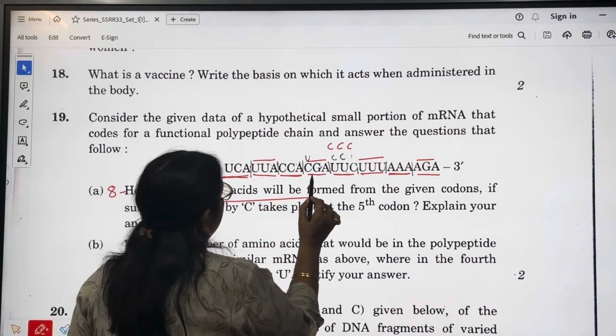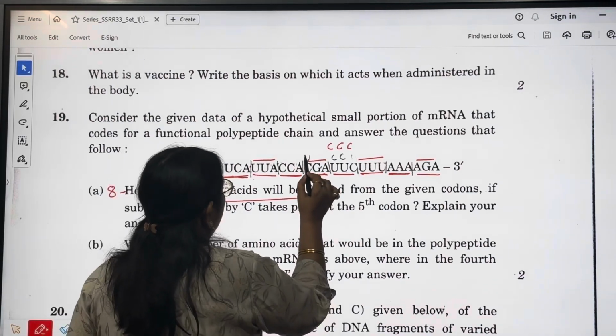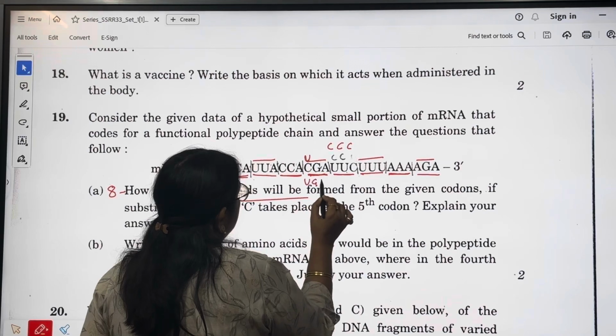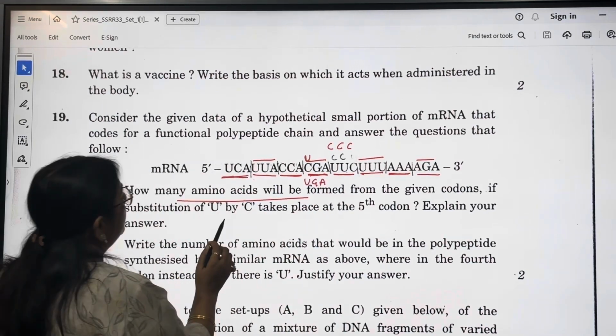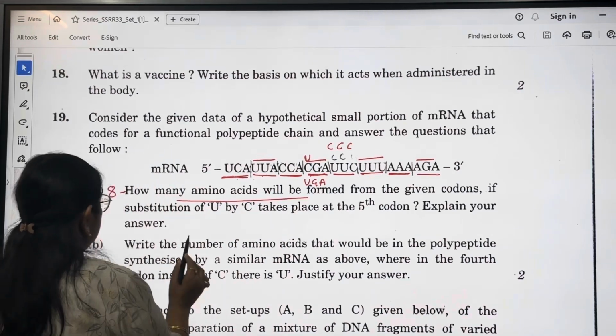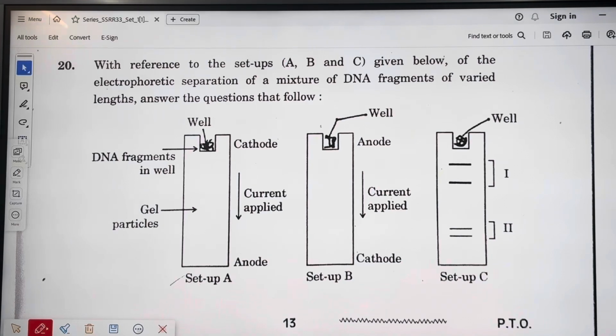First, second, third, fourth. Here this one, and the C is replaced by U. Now UGA. Now UGA is a stop codon. So the number of amino acids produced here will be only 3. 1, 2 and 3. Answer is 3. Number 3.